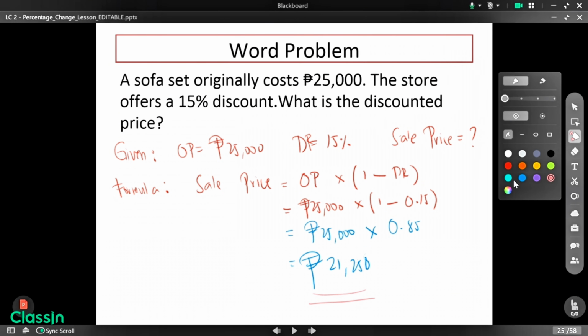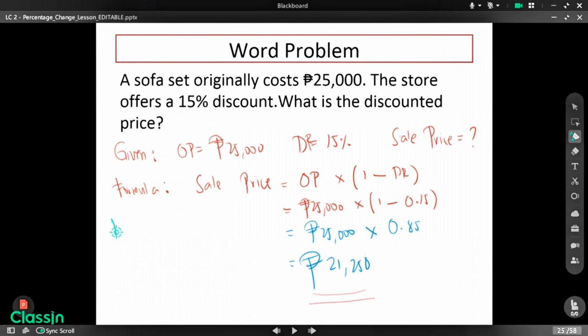So how much discount did you avail? Let's try to calculate it. Let's subtract it. 25,000 minus 21,250. So the discount that you availed will be 3,750. That's how to do it, because it offers a 15% discount. Not bad, right? Not bad.